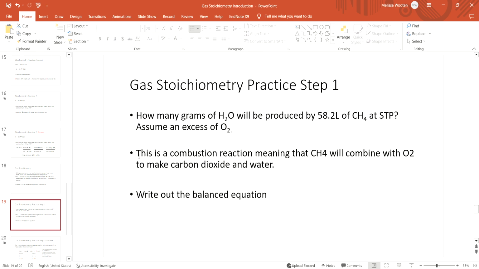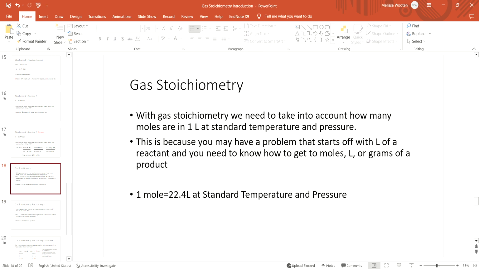Okay. This problem gives some more details. This is a combustion reaction, meaning that CH4 will combine with O2 to make carbon dioxide and water. So the first thing you're going to need to do here is write out a balanced equation. And because you're at standard temperature and pressure, this actually makes the problem a little bit easier because instead of plugging everything into the ideal gas law, you can just use this as your conversion factor.